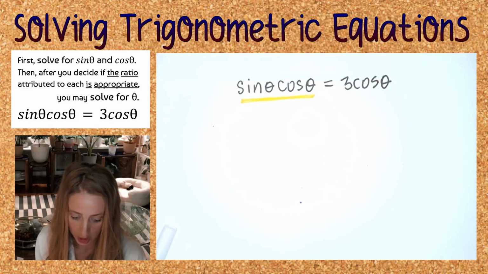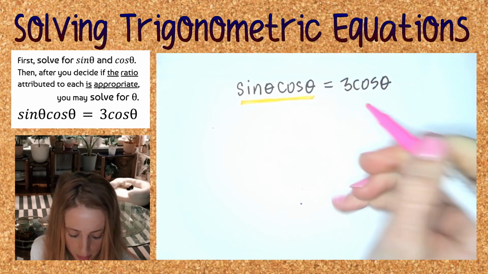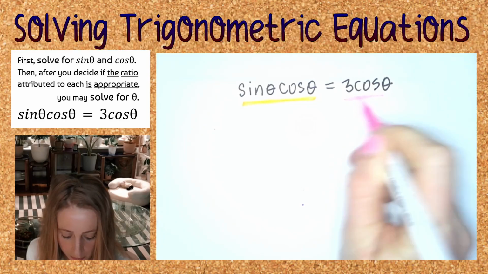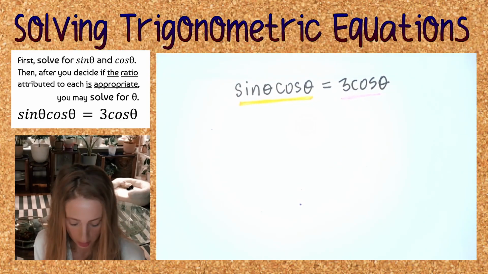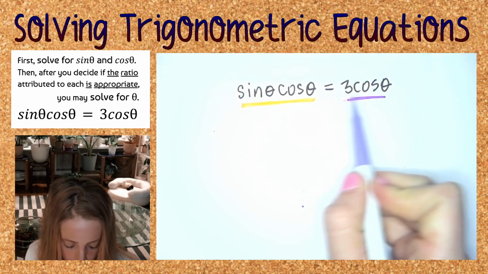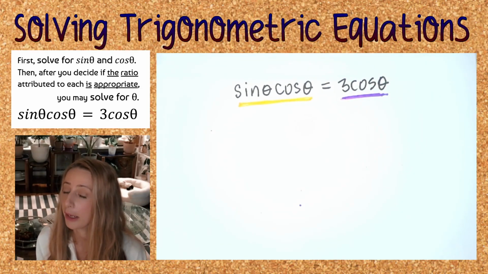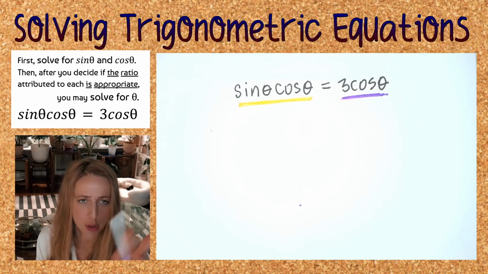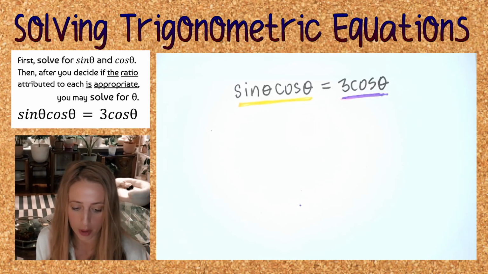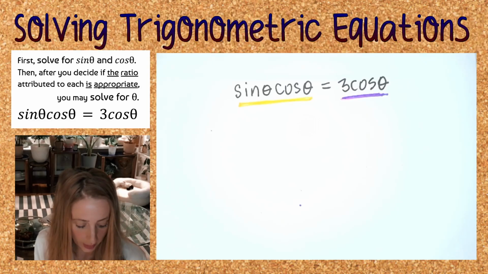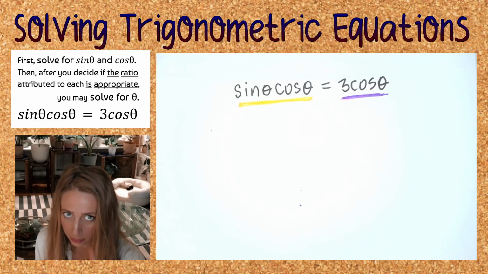And then 3 cosine theta, that's not the same type of term, okay? So one more time. Are they like terms? No. Will you get a 2 cosine theta happening anywhere here? No. Okay? No, no, no.